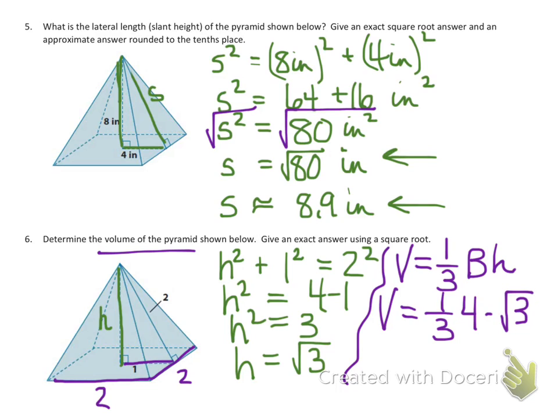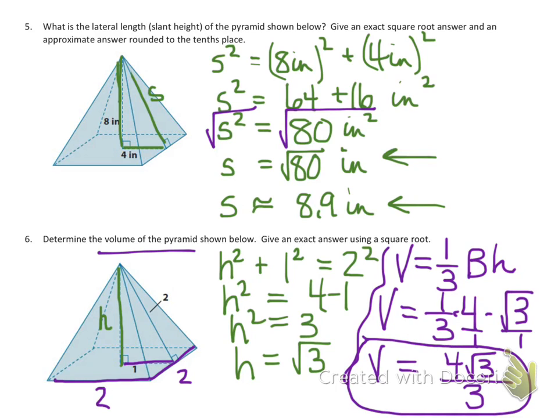Okay, so now we're going to write this all together. We'll write it as 1 fraction. So this would be 1/3 times 4/1 times square root of 3/1. So we get the volume is equal to 4 times the square root of 3 over 3. And that would be cubic units. So let's get that on there.